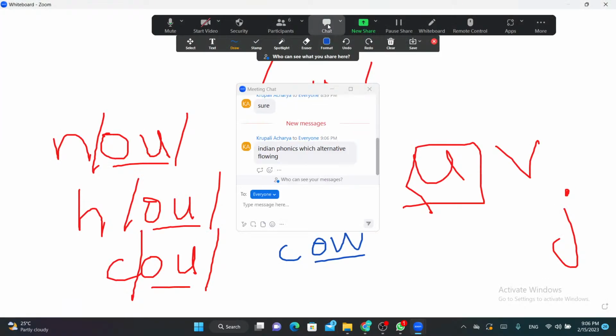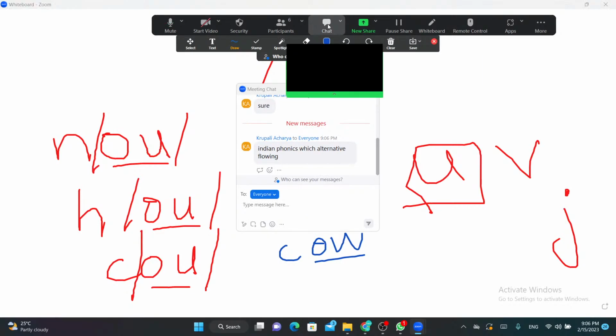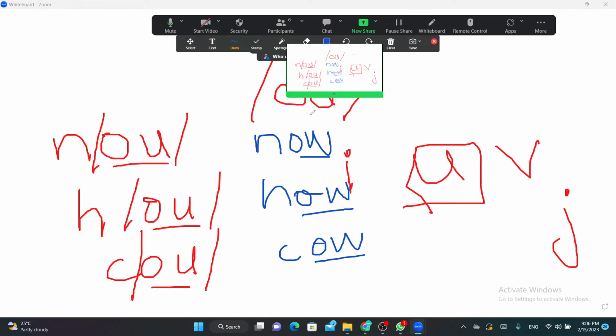Somebody has written something. Indian phonics, which alternative following? All the alternative spellings are the same.